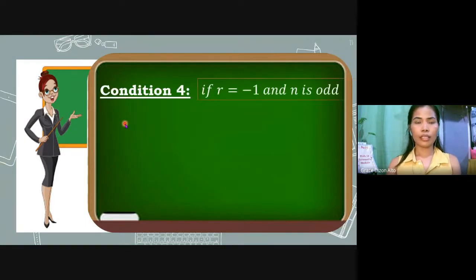Next is condition number 4, if r is equal to -1 and n is odd. This is the opposite of condition number 3, but the common ratio is still -1. It's just that n is odd, so that's 1, 3, 5, 7, 9, and so on. So for the sum of the geometric sequence whose r is -1 and the number of terms to be added is odd, S sub n is equal to the first term of the given sequence. You don't need to solve, just write down that the sum is equal to the first term, as long as you have settled the condition.